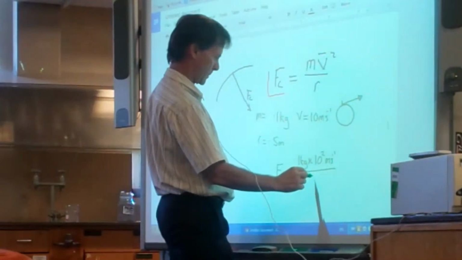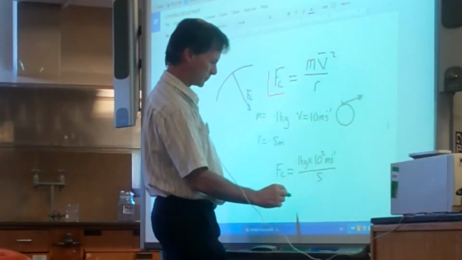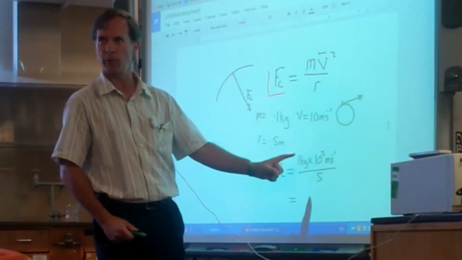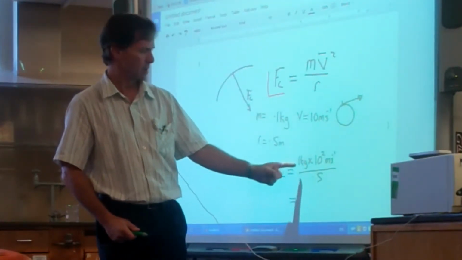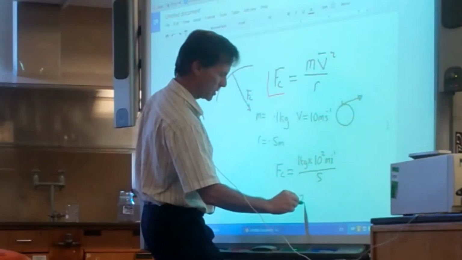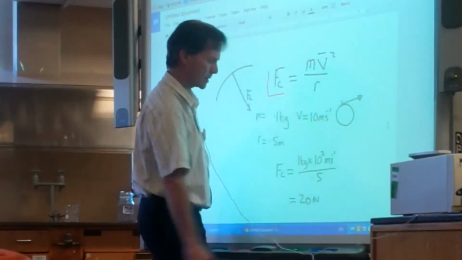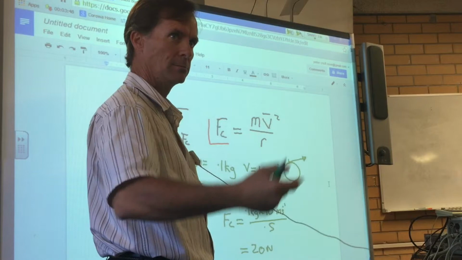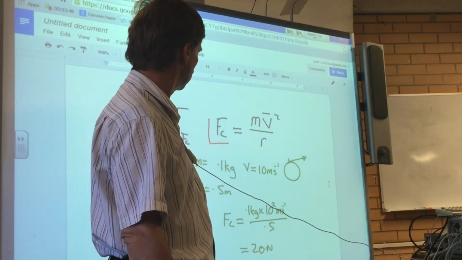All over 0.5. So when you do that, that's going to be 100 times 0.1, which is 10. 10 divided by a half, 20. So there'll be 20 newtons of force acting on that particular duster to keep it going around a circle.